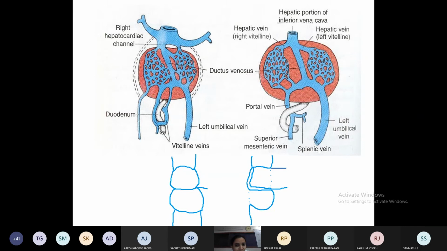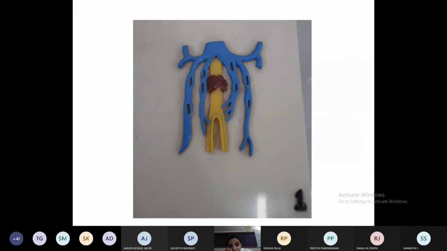Okay, any confusion in this? You should remember figure of 8 and figure of S. If you remember this, you never forget the development of the portal vein. It's very easy, don't make it complicated. Okay, I'll continue.